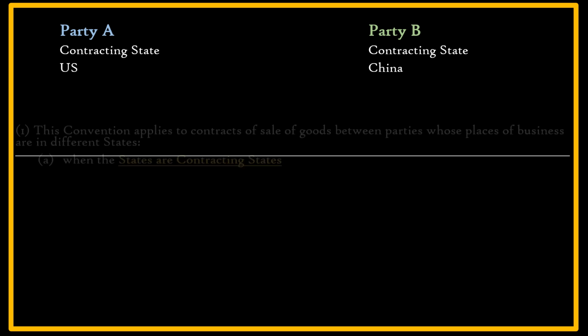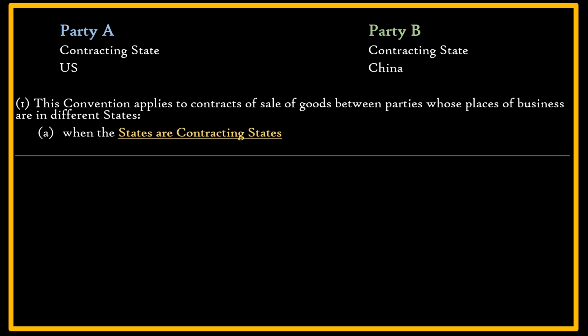Party A and Party B enter into a contract for the sale of goods. Party A is in a contracting state. Let's say it is the US. Party B is in a contracting state. Let's say Party B is in China. Right? UCC Article 1, subsection 1 says the CISG will apply to a sale of goods between parties whose places of business are in different states when the states are contracting states. Okay, that just clearly applies here, so we can move on to the more difficult example.